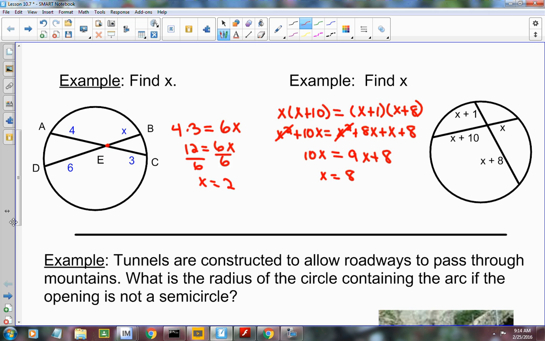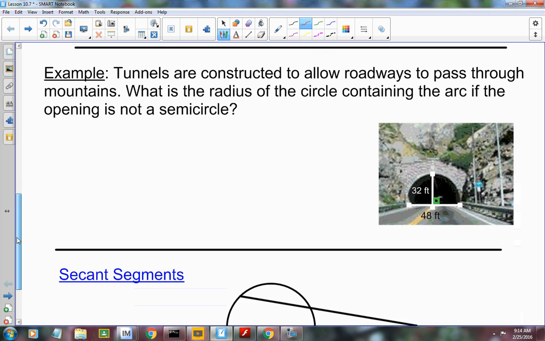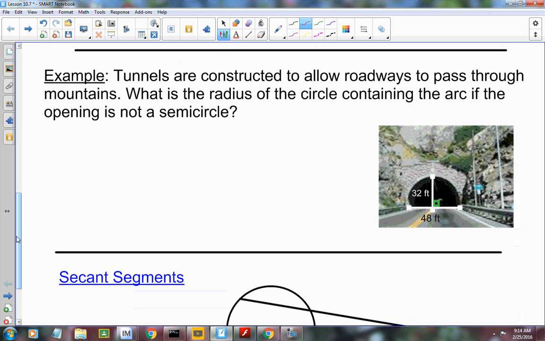Okay, so let's apply this. Tunnels are constructed to allow roadways to pass through mountains. What is the radius of the circle containing the arc if the opening is not a semicircle? Okay, so this is not a semicircle. We want to know what the radius would be of this circle.